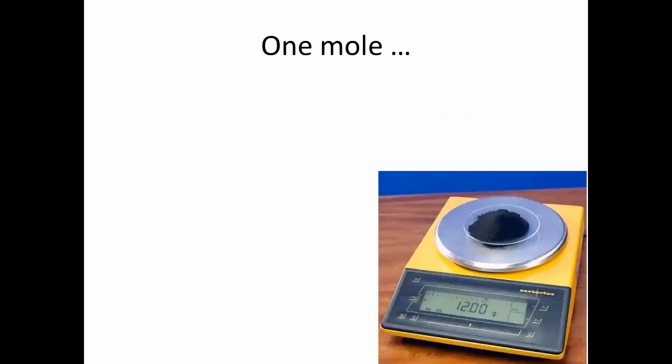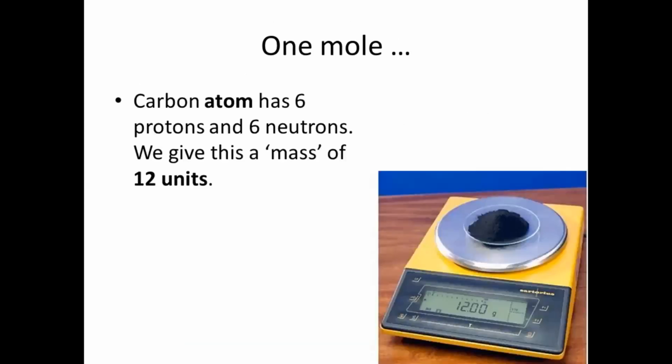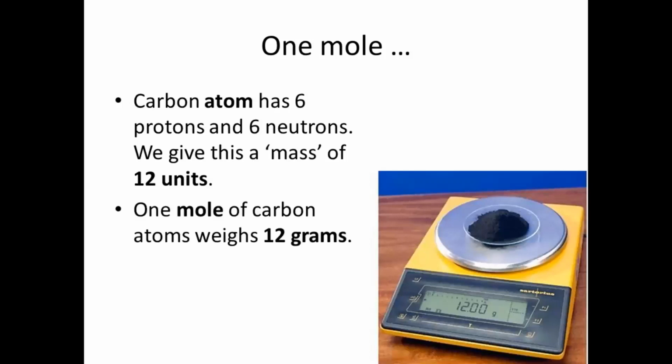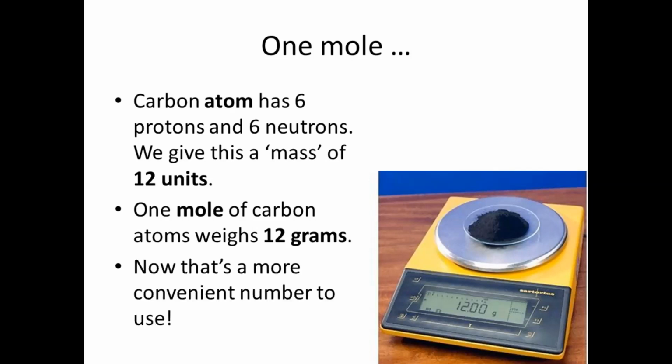So how is it helpful to us? Well, a carbon atom has 6 protons and 6 neutrons, so we give this a mass of 12 units. So these are 12 atomic units. We're talking here about a very small scale. However, 1 mole of carbon atoms weighs 12 grams. So we can scale it up. Now that's a more convenient number to use.